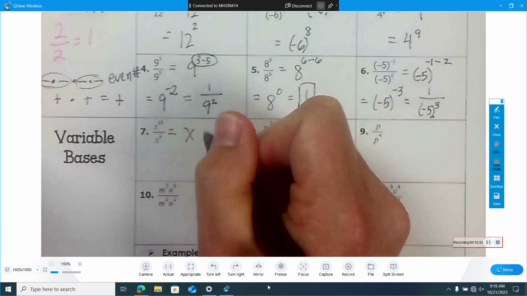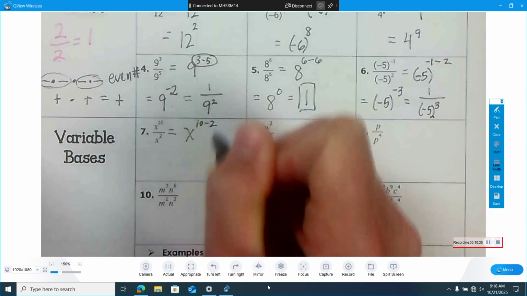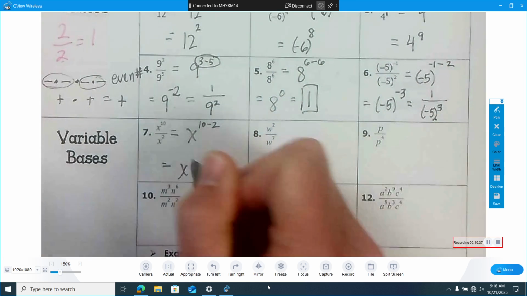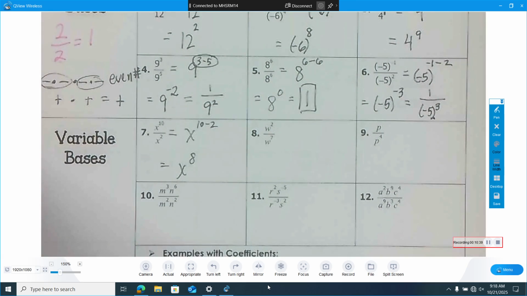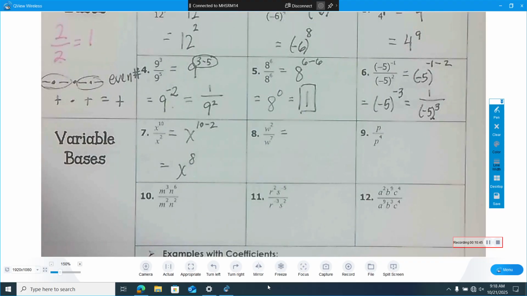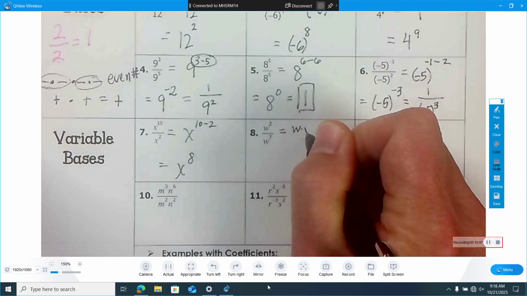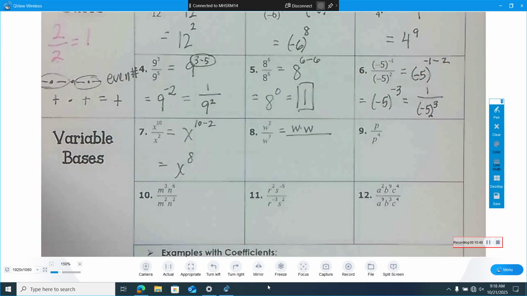10 minus 2. What is 10 minus 2? 8. Very good. And that's a great answer. Here, I'm going to write this out. W times W, because I think there's easier ways than using the rule. W squared, I know, is W times W.